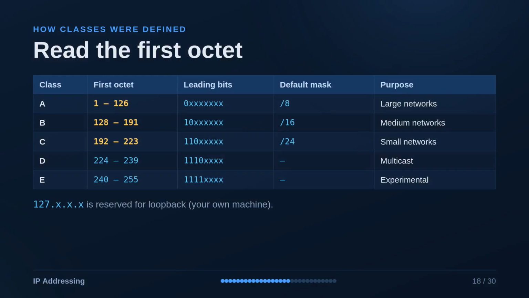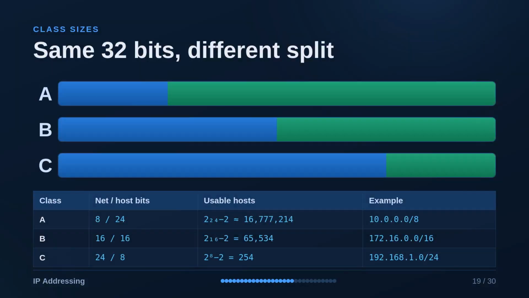Now, the classes. Historically, a network's class came from the first octet of the address, not from the mask. The leading bits set the range. Class A is 1 to 126, B is 128 to 191, C is 192 to 223, D is multicast, E is experimental, and 127 is reserved for loopback. The class fixed how big a network could be.